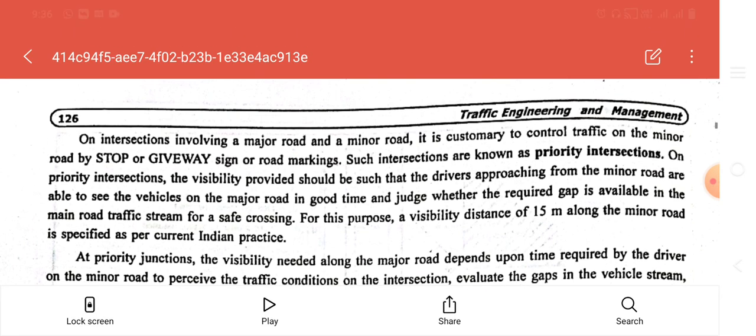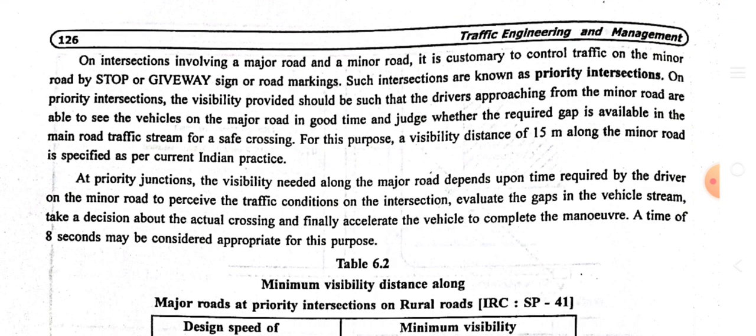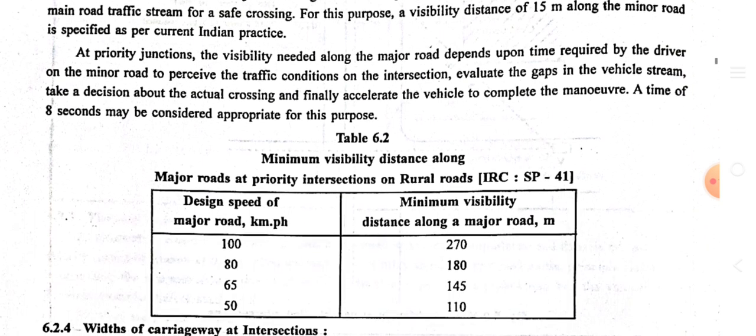Now on an intersection involving a major road and a minor road, it is customary to control the traffic on the minor road by a stop or give-way sign or a road marking. Such intersections are known as priority intersections. On a priority intersection, the visibility provided should be such that a driver approaching from the minor road is able to see the vehicle on the major road in good time and judge whether the required gap is available in the main road traffic for a safe crossing. For this purpose, a visibility distance of 15 meters along the minor road is specified as per Indian practice.